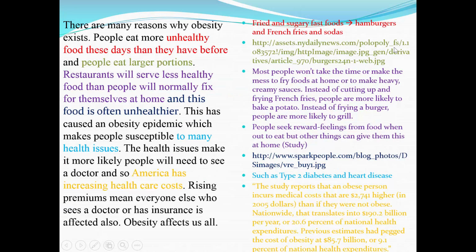All right. So we could also talk about how restaurants serve less healthy food than people normally fix themselves at home, and more people are eating out. We could talk about the health issues.